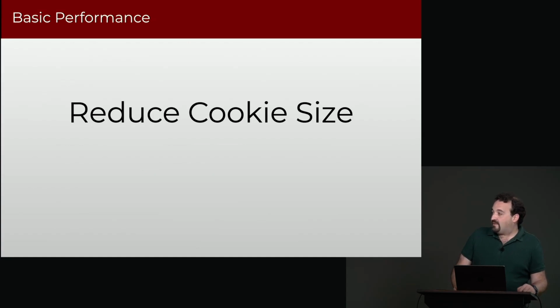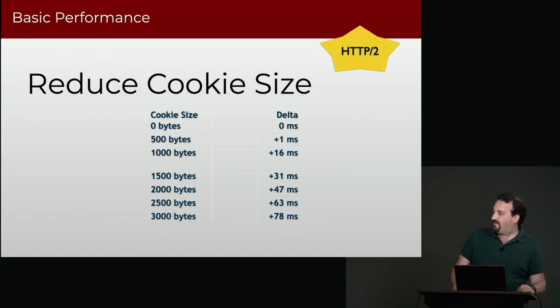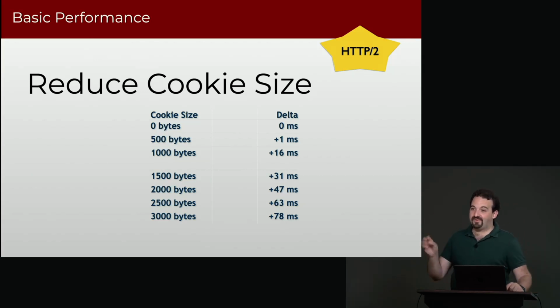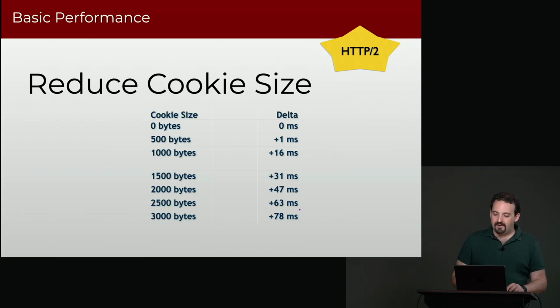Even if you have cookies, try to reduce cookie size. For example, this is delta time. If your cookie is 3K, it might add up on HTTP 1.1. On HTTP 2 it's a little better because it's compressed. Remember, the cookie goes in the header, and HTTP 2 compresses headers. On HTTP 1.1, it was adding 78 milliseconds per request. Per request. Okay.